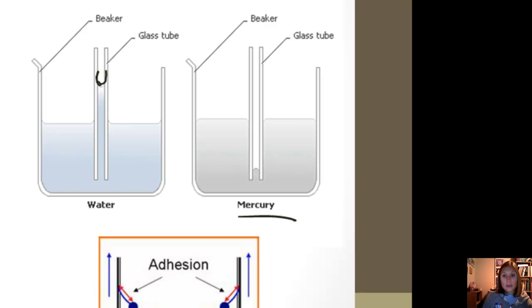So in a lab, if you're ever reading the meniscus, you'll always read the lowest part of the curve. Now take a look at mercury. Mercury has almost the opposite, right? It's curved the other direction, which probably means that the cohesive force is stronger than the adhesive force.